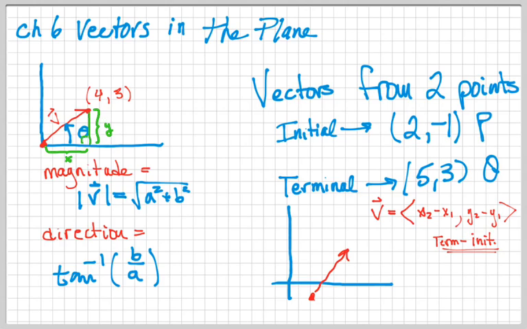How do you know which one is x2 and x1? Terminal, initial. The 2s are always terminal. The 1s are always initial. First and second points. Makes sense. I start on 1, I go to 2.